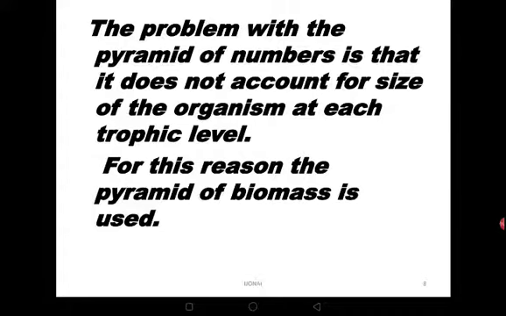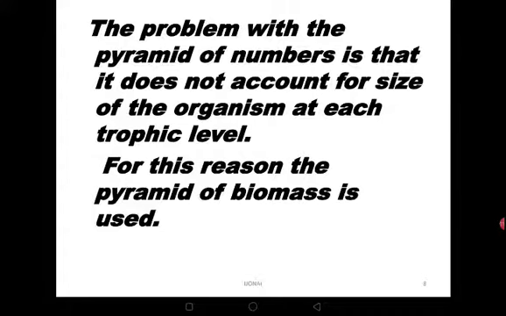Great. Do you see it interesting? Do you see it workable as a scientist? Is it the best that you can do? Is it the best pyramid that we can have? Well, as scientists, you should be able to analyze and realize that this pyramid of numbers also has some weaknesses. If we use it alone, it may not give us the best idea. The problem with this pyramid of numbers is that it does not account for the size of organisms at each trophic level. For this reason, we want to use another pyramid called pyramid of biomass.